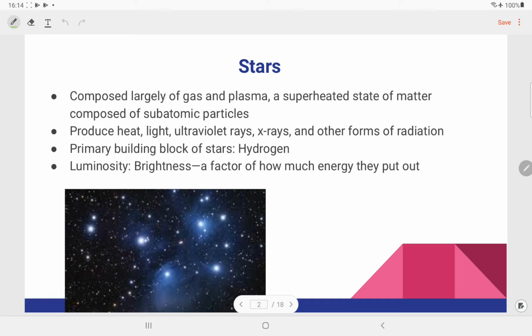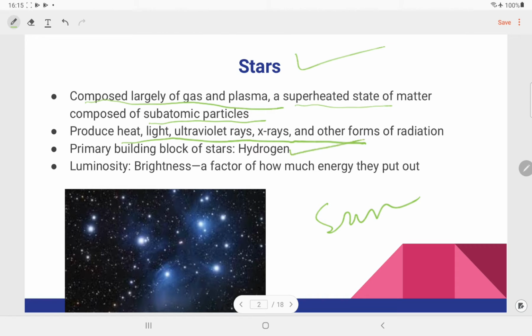First, in the solar system we have to learn about the stars. They are composed largely of gas and plasma, and they are in a superheated state. They are composed of subatomic particles like neutrons, protons and so on, and they produce heat, light, ultraviolet rays, x-rays and many different kinds of radiation. The sun is also a star, and the sun also produces heat, light, ultraviolet rays and x-rays. The primary building block is hydrogen. By the burning of hydrogen, stars get their own energy.